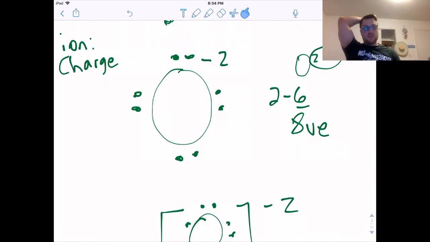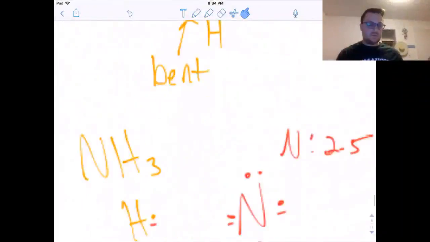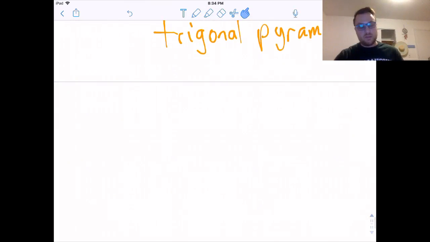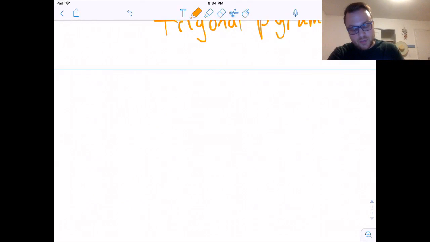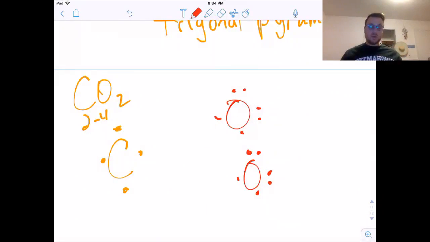All right, let's do a big one. Carbon dioxide. C is 2-4. You have 2 oxygens, and we've done oxygen enough to know that they have 6 valence electrons. Carbon has 4 to share, and each oxygen has 2. So pair them up. This one's going to look a little different than the other ones. We're going to have a double bond.